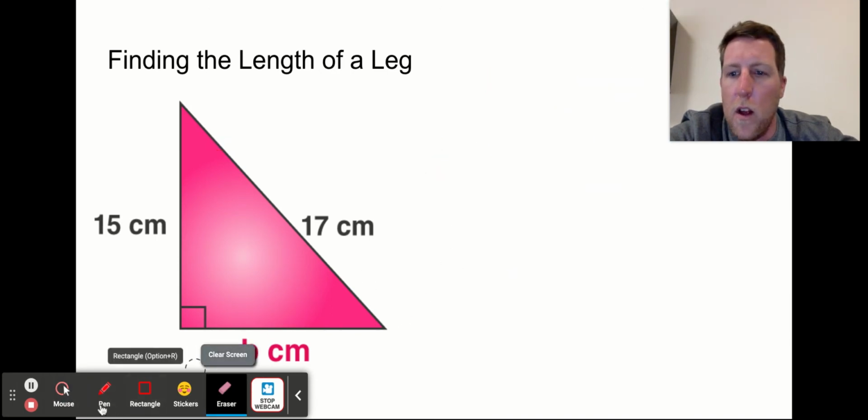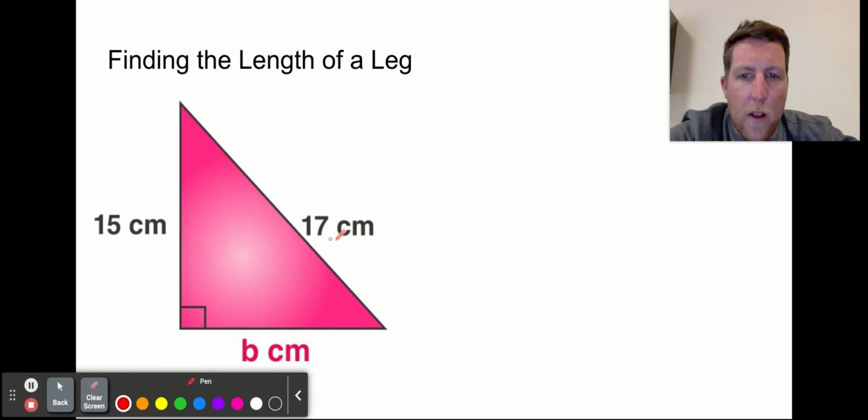All right. Now, if you're given the hypotenuse, this is the length of the hypotenuse here, and one of the legs, then we have an additional step to do. So instead of adding the two pieces together, remember our formula is a squared plus b squared equals c squared.